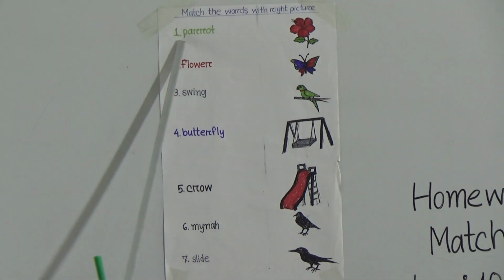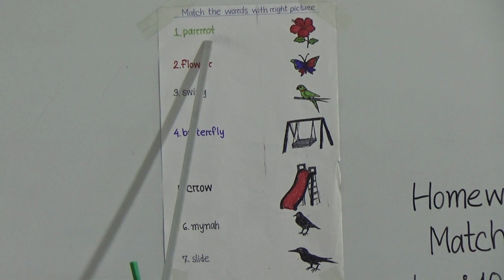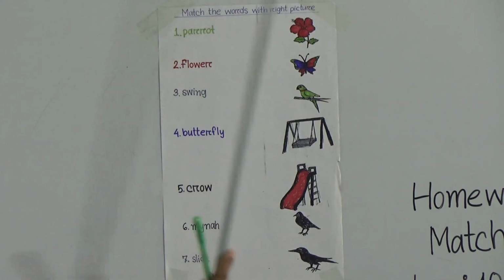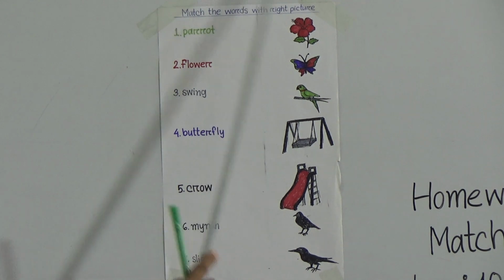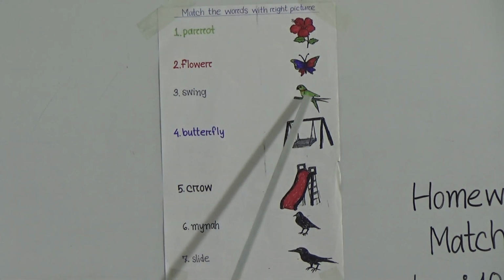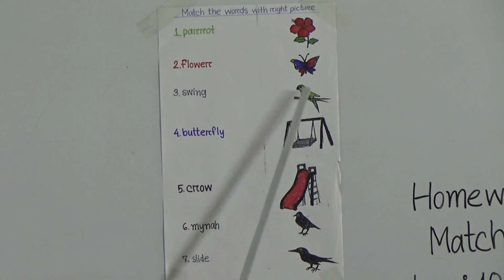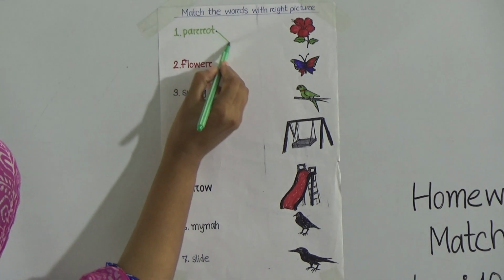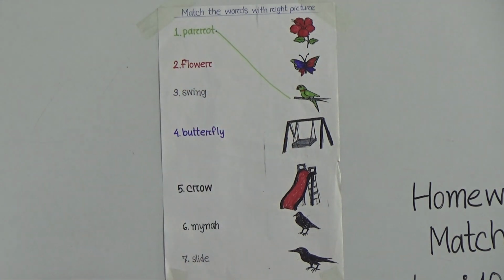First one is parrot. So you have to find out the picture of parrot from this side. Look, there are 3 birds, and from these 3 you have to find out the parrot. We know this is the parrot. So we have to draw lines like this. You have to match like this.